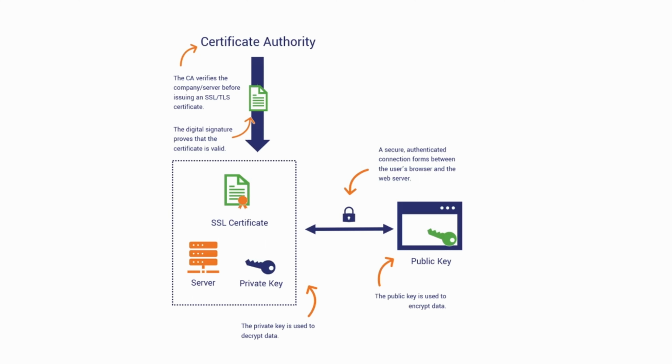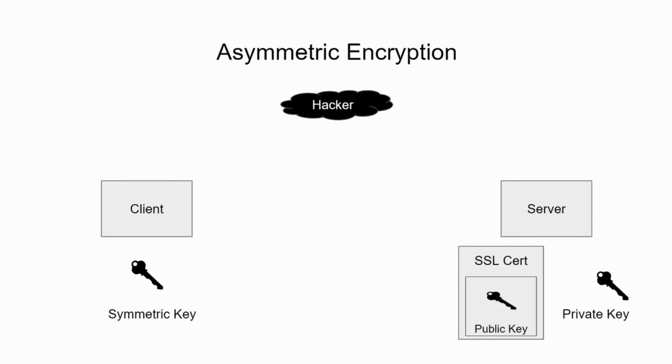And then the client uses the server's extracted public key to encrypt the symmetric key and sends it to the server. The server receives the encrypted symmetric key and decrypts it using its private key. Now, if the client wants to send data, it encrypts it with the symmetric key and sends the data to the server. The server decrypts it with the symmetric key that it received earlier. When the server wants to send data, it encrypts it with the symmetric key and the client decrypts it.